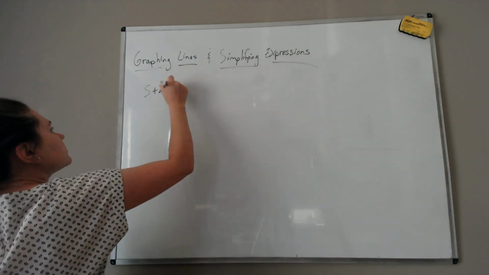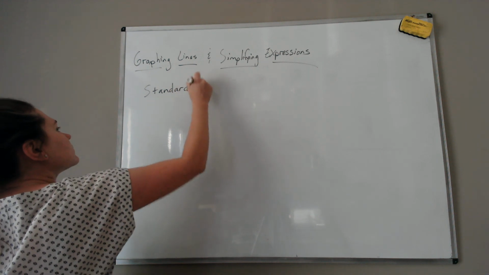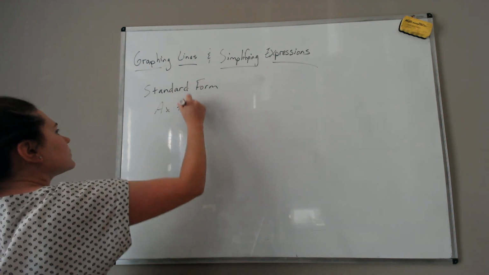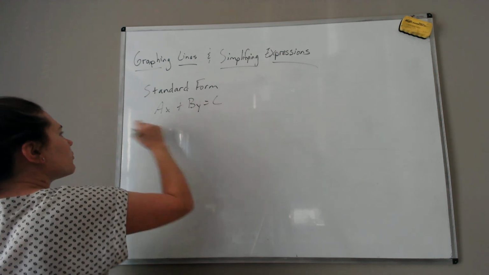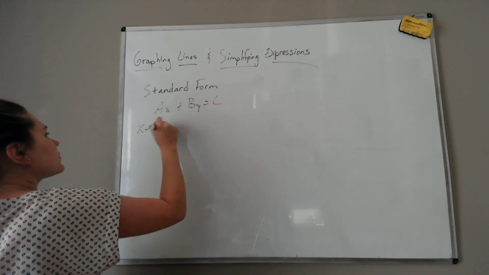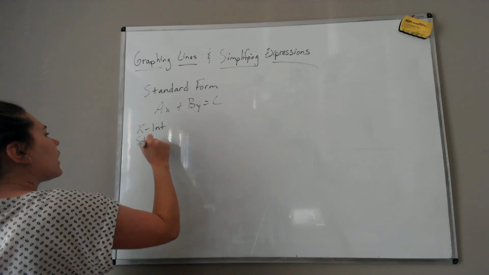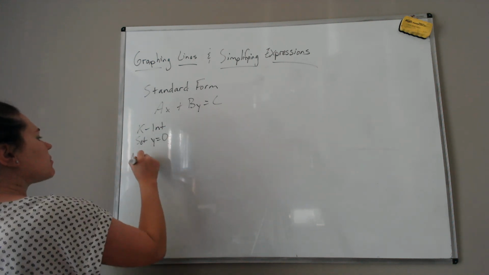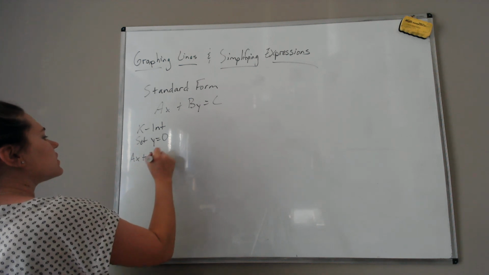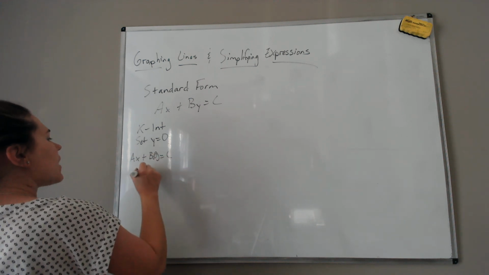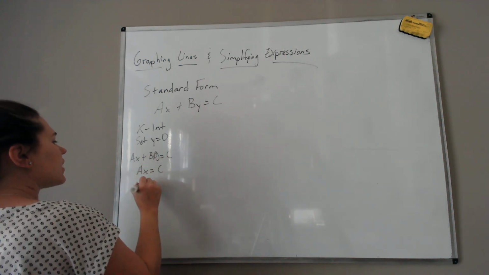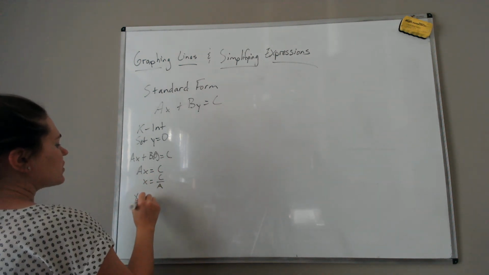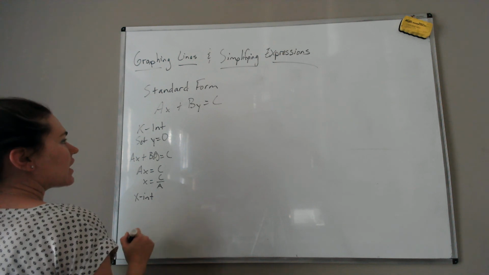Standard form looks like this. If you want to get your x-intercept, you set y equal to 0, okay? So ax plus b times 0 equals c. That's going to give you ax equals c. So then we just get x by itself, and that's our x-intercept, okay? Our x-intercept.